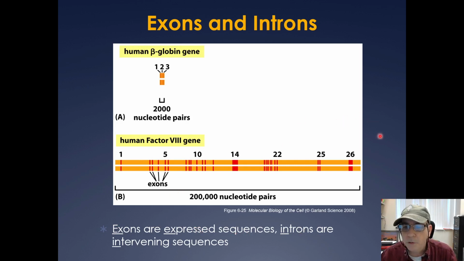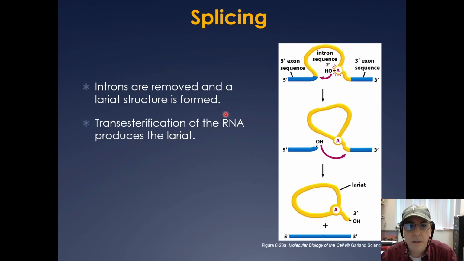Okay, so the introns get spliced out, and they're removed from the mRNA. When they do that, they form this structure called the Lariat, which is right here. What occurs is you have a transesterification reaction between this A and a G on the 5' end, and it forms this Lariat structure, and then the messenger RNA can be joined together.